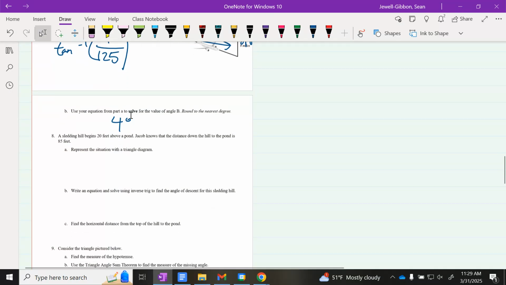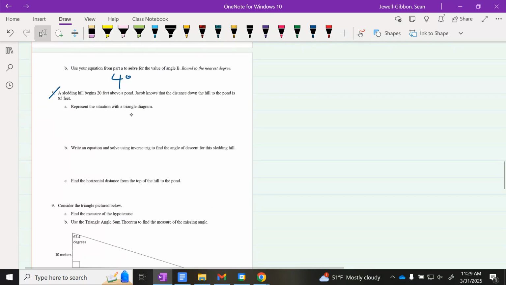Alright, next one here, and we have replaced this one. So in our review, this is going to be a different problem. Let me just check here. So our review says Jacob stands 30 feet away from a building that is 40 feet tall. So we're going to go ahead and draw our right triangle here. Again, this is a different problem than the one that you're looking at. So 30 feet away from a building that is 40 feet tall.